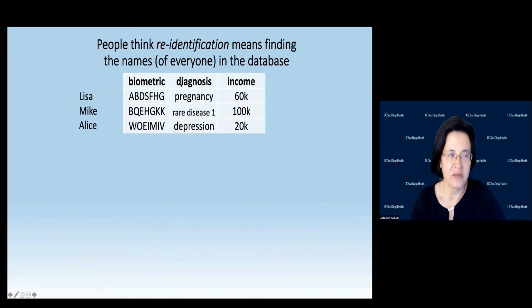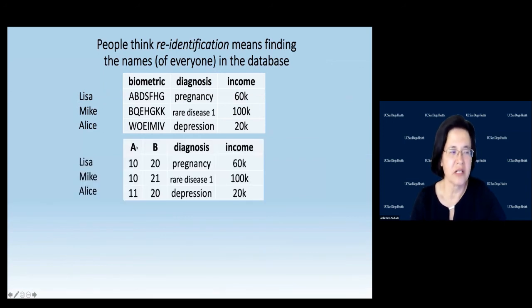So for these reasons, biometrics are not allowed in de-identified data sets, but there are other items. For example, let's say variables A and B, and you happen to know that Lisa has A equals 10 and B equals 20. So you can do the same process, read out whoever has those characteristics, and understand that Lisa is pregnant and her income is 60K.